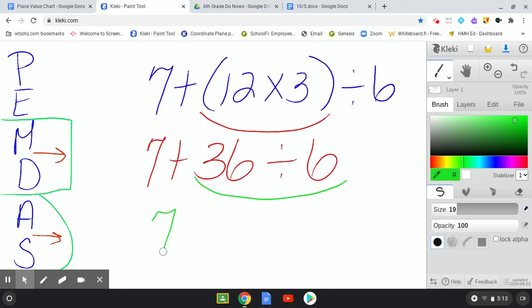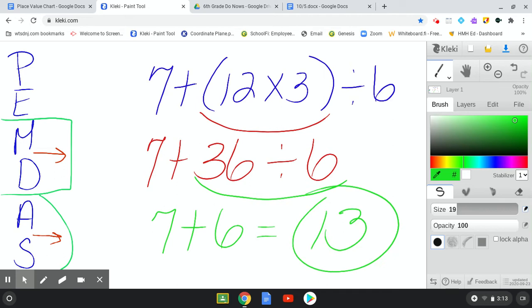I'm dropping down my 7, dropping down my plus sign because I'm not using it yet. 36 divided by 6 is 6. Now I'm going to get to my final operation. 7 plus 6 is equal to 13, which happens to be my final answer. Okay?